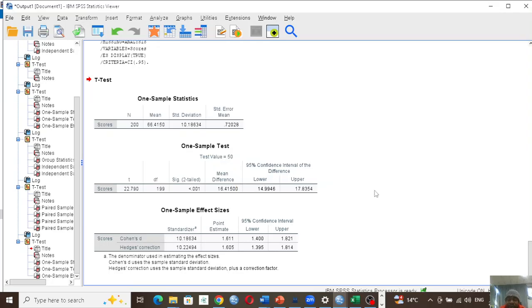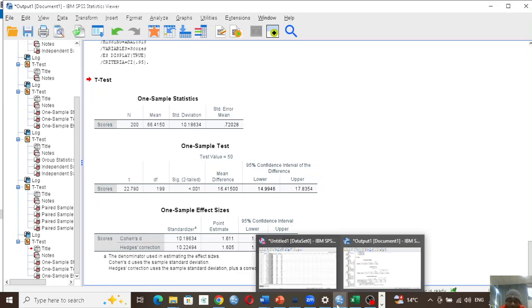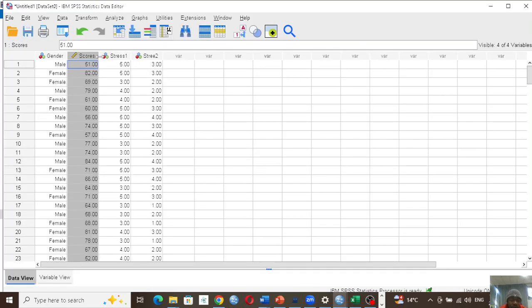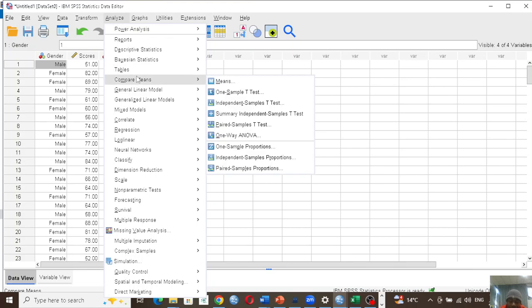So basically that is how we go by the one sample t-test. Now let's move to the independent sample t-test. In this case, we want to compare this same score, but at this time between male and female, to check if the mean male score is significantly different from the mean female score. So we start with analyze, compare means, and then we come to independent sample t-test.